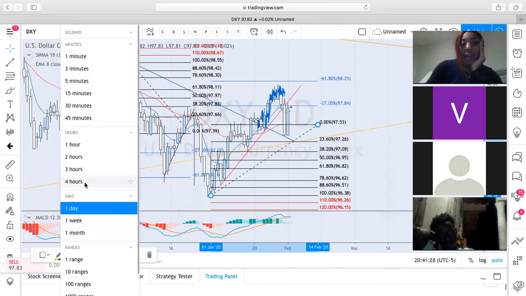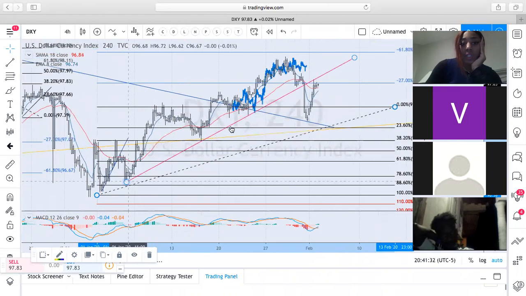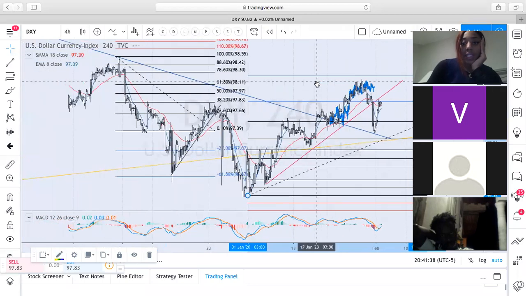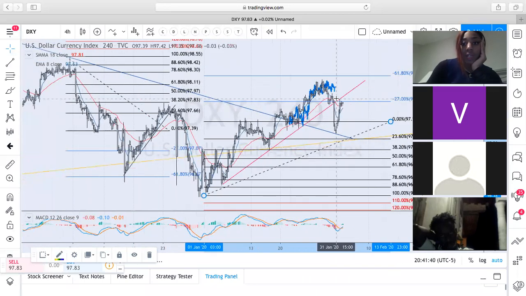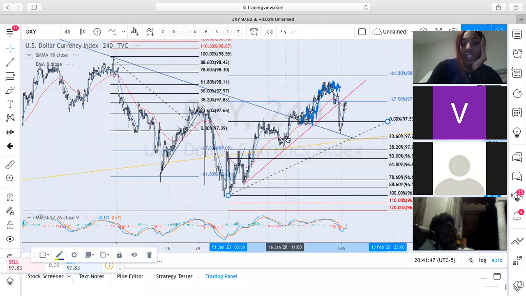If we go down to where structure is now and we see this 4-hour trend line here, this pink trend line, we see the break here. Now we have a retest. So honestly, guys, I am looking for a drop in the US dollar for this week, just based off of what structure is showing me and giving me. So I can see this coming to about right here.